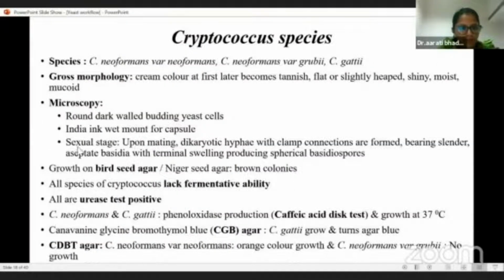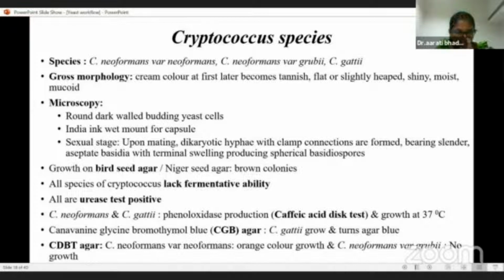So this was about the microscopy, and it will give growth on birdseed agar or niger seed agar, producing brown colonies, and all species of Cryptococcus lack fermentative ability. Hence, sugar fermentation and assimilation tests are not useful in speciation of Cryptococcus, and all Cryptococcus are urease test positive. So to differentiate Cryptococcus neoformans and gattii from the other Cryptococcus species, we have to do the caffeic acid disc test.